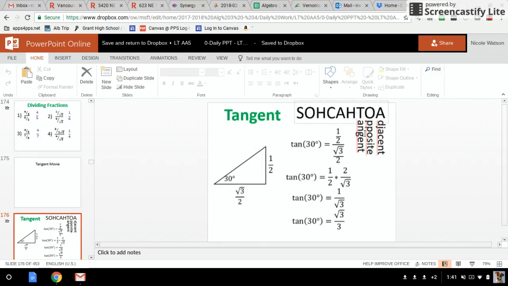Remember that tangent is the opposite over the adjacent. And so if I have tan 30, remember that cosine of 30 is square root 3 over 2, and sine of 30 is 1/2. And if I have those values, I know tangent is opposite over adjacent. I can divide. Remember, when I divide, I take the reciprocal of this. I multiply straight across. I then rationalize, and I get tan 30 is equal to square root 3 over 3.